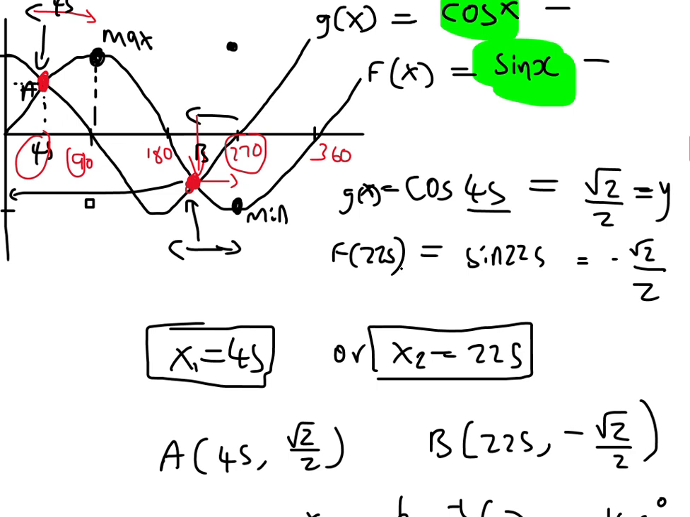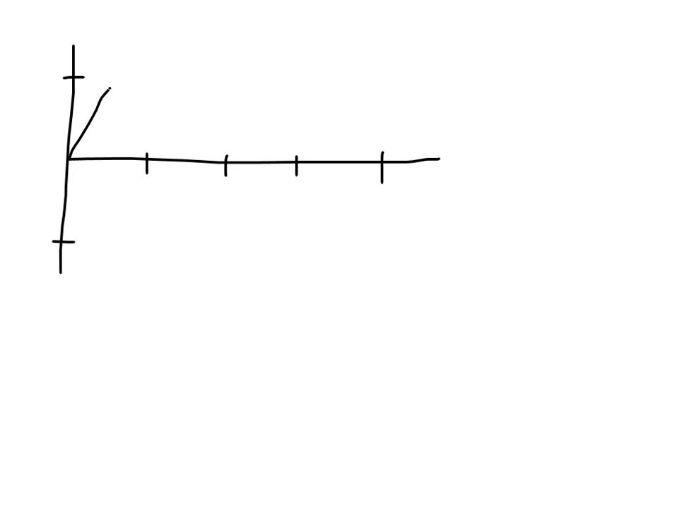So I hope that makes sense. There are some questions again which you need to be familiar with, and I'm going to redraw these graphs. So we had a sine function and a cosine function. So this was 90, 180, 270, and 360. And this was 1 and minus 1. So the graph of sine was like this.